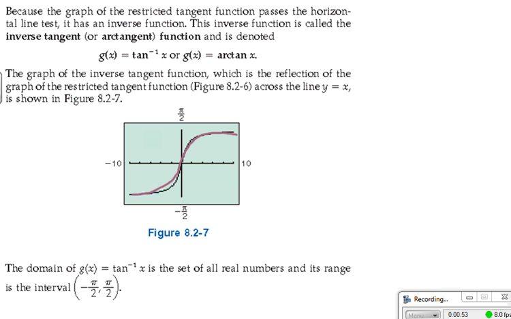And there's the portion of our curve that we're looking at, and that means that the range is the interval of pi over 2 and negative pi over 2. So we've got the bottom, and then we've got the top.